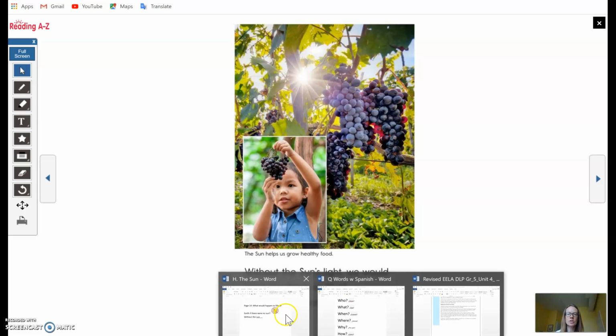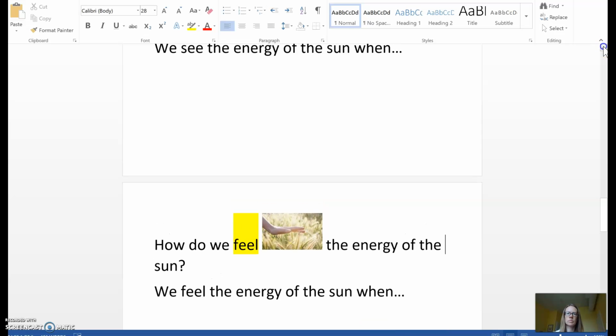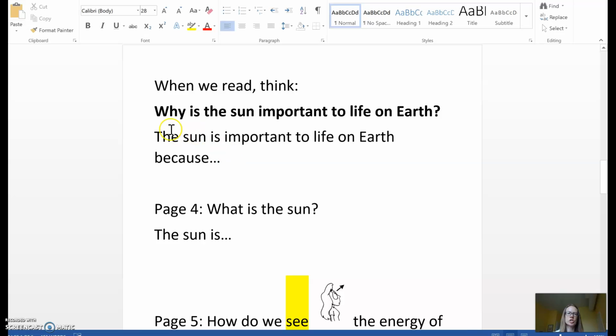So now, let's go back to our question for the whole book. Here's our big question. Why is the sun important to life on Earth? I want you to answer this question with 3 reasons. Think and then say, the sun is important to life on Earth because, and give 3 reasons why it is important. This is what you should be saying out loud. The sun is important to life on Earth because.